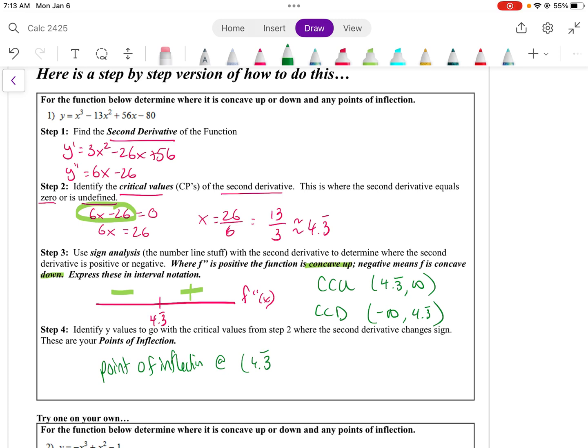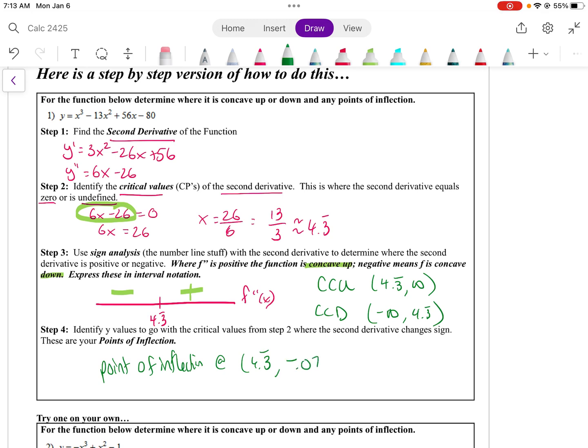I'm going to type into my y equals this equation: x to the third minus 13x squared plus 56x minus 80. And just to make it easier, I'm going to type in 13/3, so I get a perfect answer.